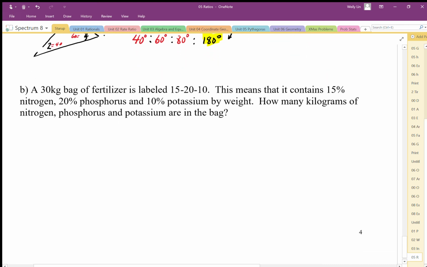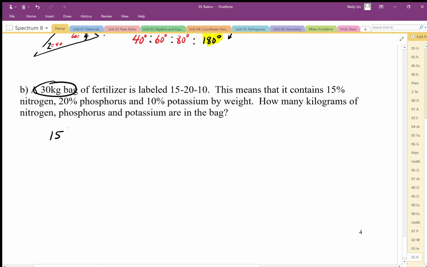Here we have a 30 kilogram bag of fertilizer. It's labeled 15, 20, 10, which means that it contains 15% nitrogen, 20% phosphorus, and 10% potassium by weight. There are other parts to this because you can see that that does not add up to 100%. We want to know how many kilograms of nitrogen, phosphorus, and potassium are in the bag. Well, what have we been given? What does that 30 kilograms relate to?